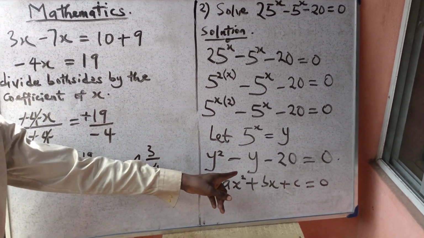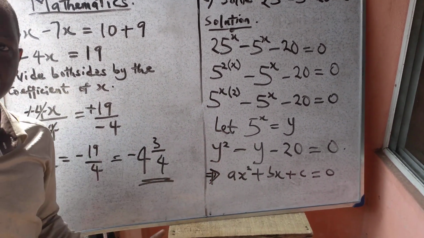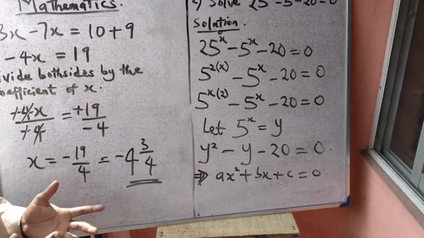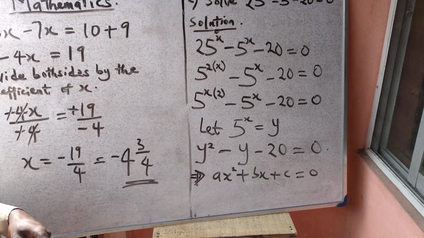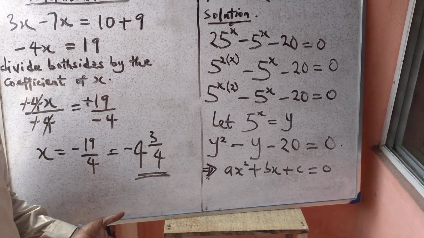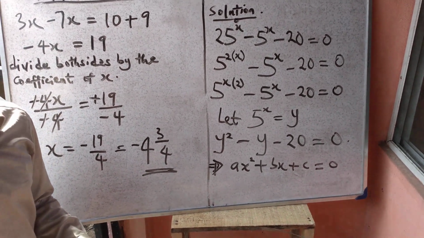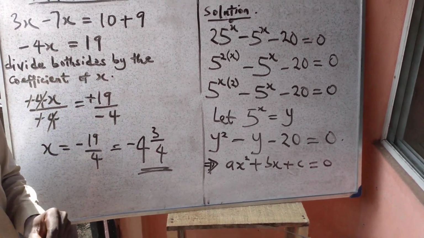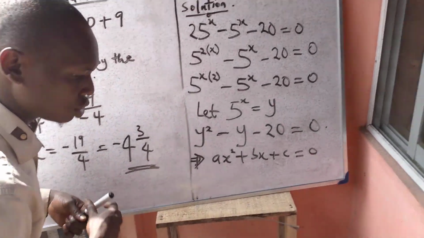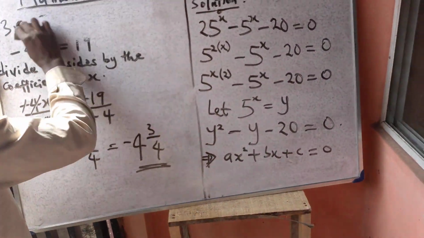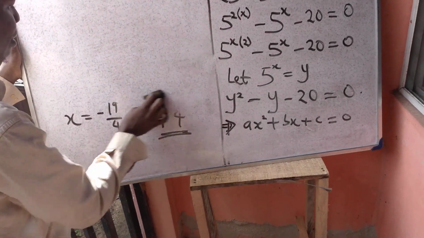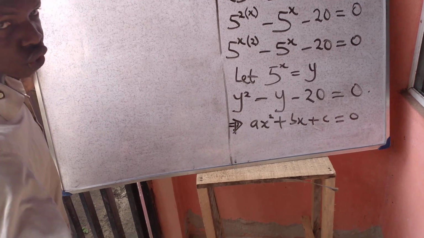So we are going to use the factorization method of solving this quadratic equation. You can either use the factorization method, or the completing the square method, or perhaps the formula method, which they call the mighty formula. Then there is also the graphical method. These are 4 methods of solving quadratic equations to obtain 2 roots. Now we are going to use the factorization method. So if you look at the equation, you have y squared minus y minus 20 equals 0.